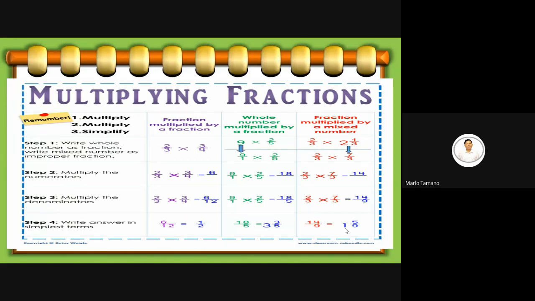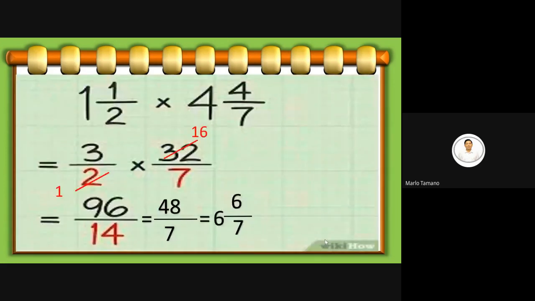What is the remainder? It is 5, right? So 1 and 5 over 9 is the final answer. Can you follow? Okay, so let us continue.